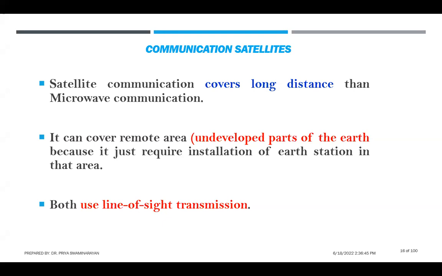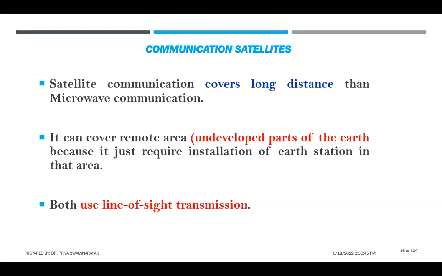So at that time, we can install one satellite. Satellite is always used for long distance communication. And sometimes in some undeveloped areas, if installation of a microwave tower is not possible, then also we can go with satellite communication. But again, in satellite communication, line of sight is required, but we can use sky propagation also.